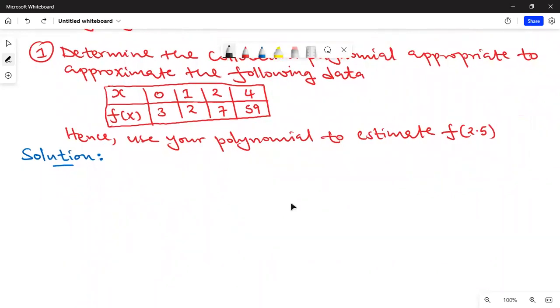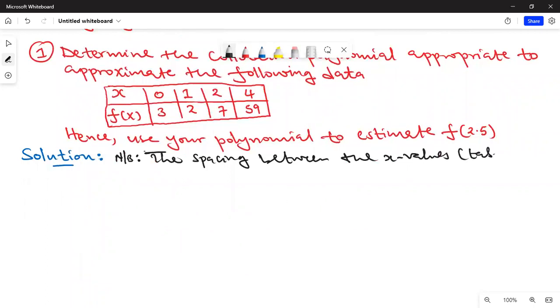So let's take note. We write NB that the spacing between the x values, what we are calling tabular points, need not be uniform. So unlike the case of Newton's forward difference interpolating polynomial and Newton's backward difference interpolating polynomial, where we require that the spacing must be uniform, in Lagrange interpolating polynomial, the spacing need not be uniform.